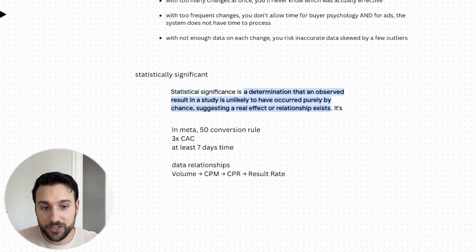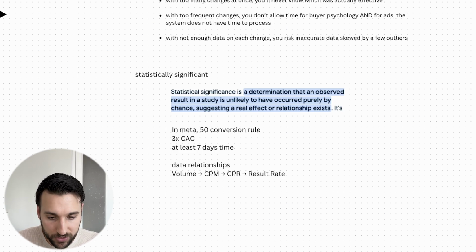Statistical significance is the determination that an observed result in a study is unlikely to have occurred purely by chance, suggesting a real effect or relationship exists. It's important to be thinking in statistically significant terms. If you have an A/B test, you want to look at the statistical significance and the difference between the results from that A/B test. If they're too similar, it's not statistically significant enough to have a clear determination. Similarly, when you're looking at results, if you don't have a lot of impressions or a lot of conversions, it's not really statistically significant to be looking at that. So just some rough statistical significance things.